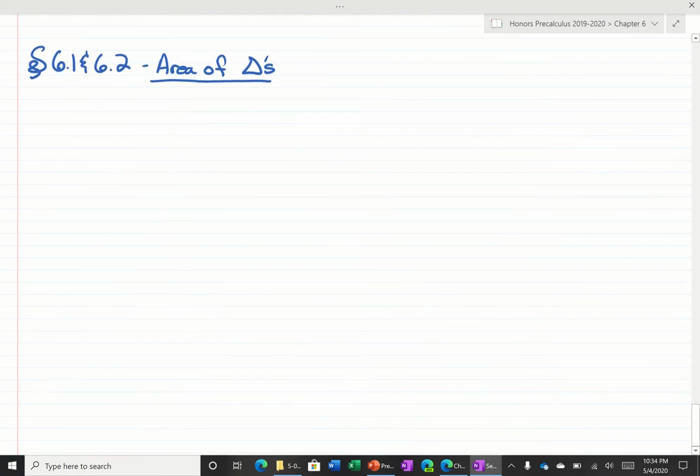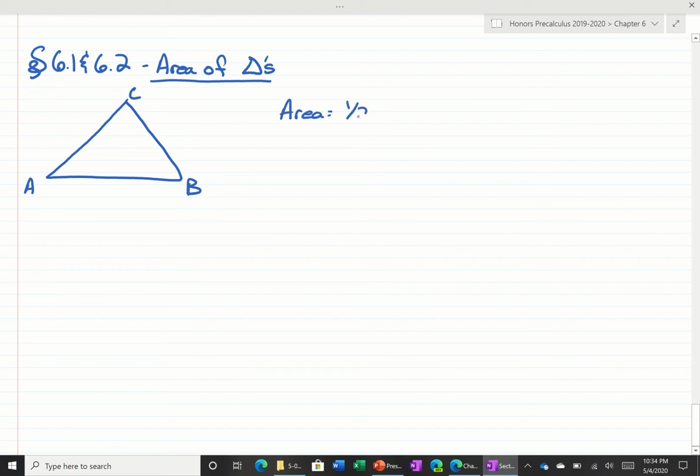Now, in general, when you have a triangle, the area of any triangle is really just 1/2 the base times the height.